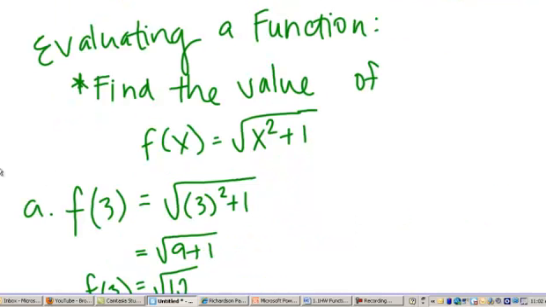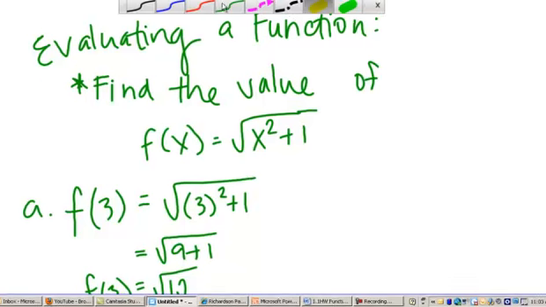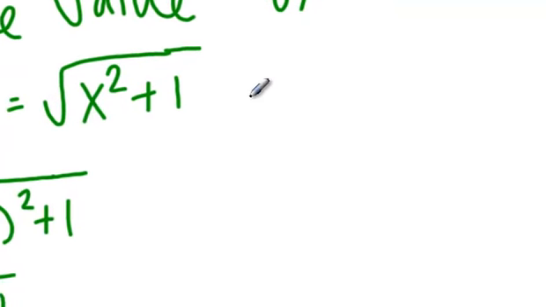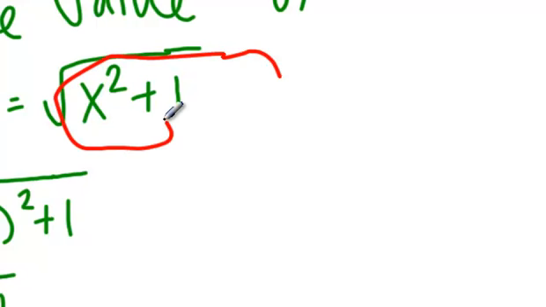is evaluating functions. Okay, so you're going to find the value of f of x if I give you x. Okay, so if f of x is the square root of x squared plus 1, all that is saying is that they want you to substitute the x with the number they give you.